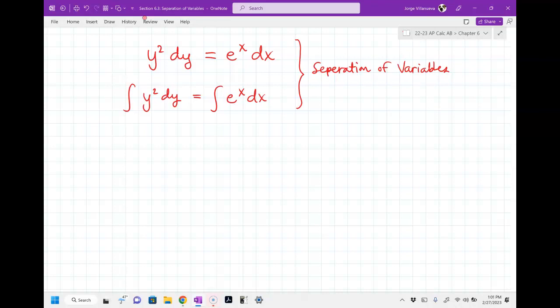Now the integral of y squared is y cubed over 3 plus c, right? But I'm not going to write the plus c yet. I'm going to put it on the right side because I still have to integrate e to the x dx, which would be e to the x. And now I'm going to put my plus c.